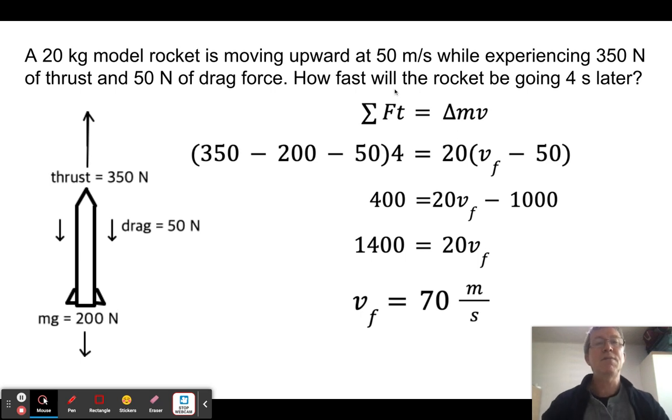So I'm going to say the sum of the forces times time is equal to the change in momentum. The sum of the forces would be 350 in the positive direction, the direction we're trying to go, the direction we're moving, minus 200 because it's working in the opposite direction, minus 50 because drag is working in the opposite direction, equals the mass of the rocket times VF minus VI, and VI was 50. And so I put these in, I solve for it. I'm going to get 70 meters per second. So it makes sense. In those 4 seconds, I went from 50 to 70. Right?